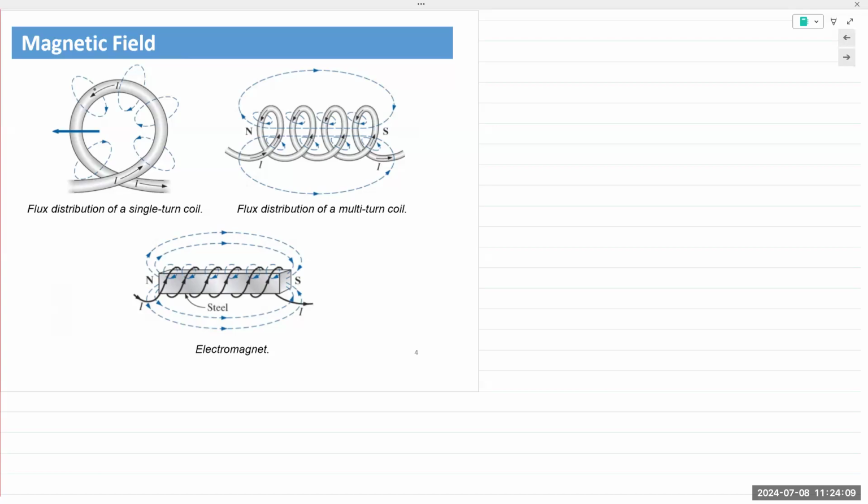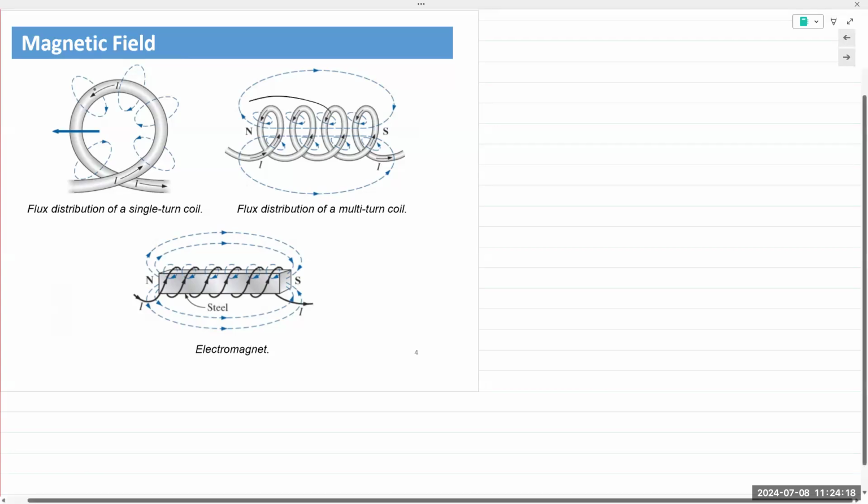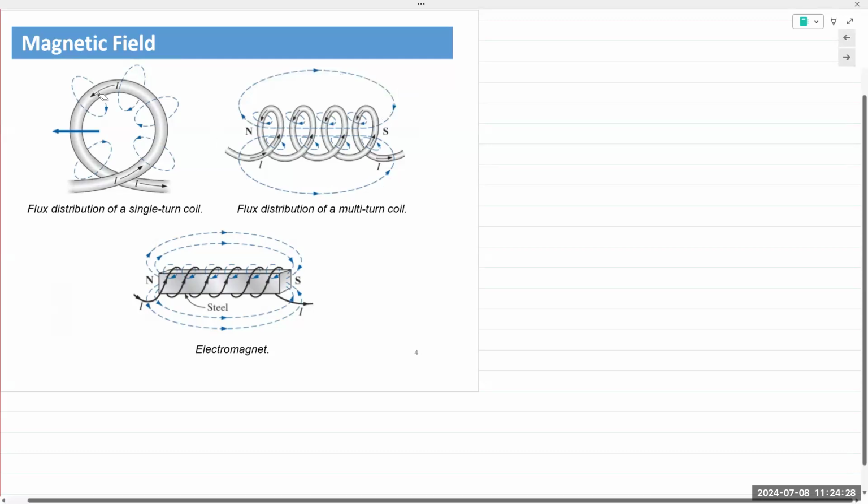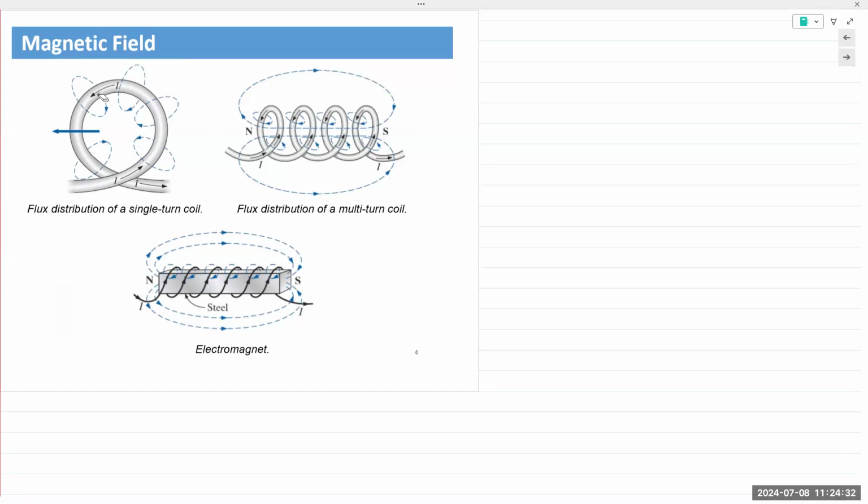If you take that same conductor and you convert it into multiple loops, a spiral loop, then the flux distribution aligns towards each loop as well as through the center of that entire coil, creating a sort of magnetic field that mimics an actual magnet that has a north pole and a south pole. Okay, hence noted by the N and the S.